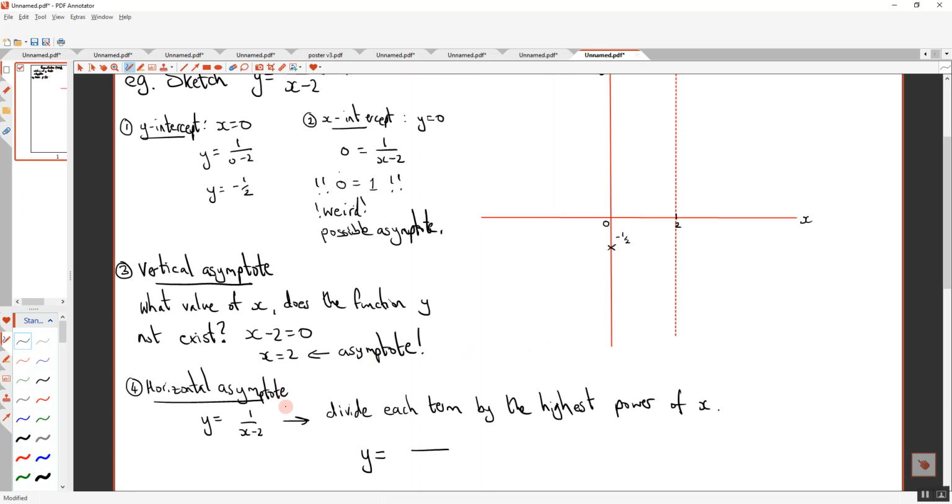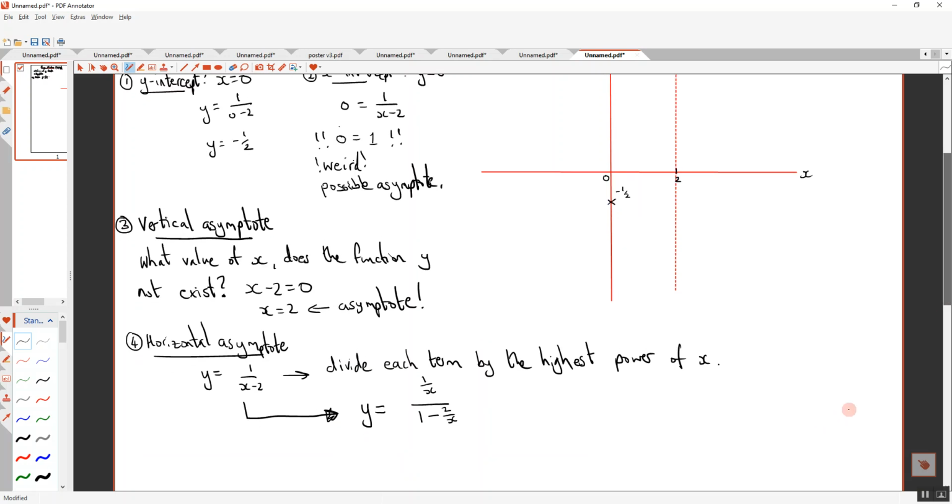Alright, so I'm going to divide each term by the highest power of x. What's 1 divided by x? 1 over x. What's x divided by x? 1. What's 2 divided by x? 2 over x, okay? So I've taken this and I'm now writing it as follows. Has it changed in any way? No, it's exactly the same equation. I've just divided every single term by x.